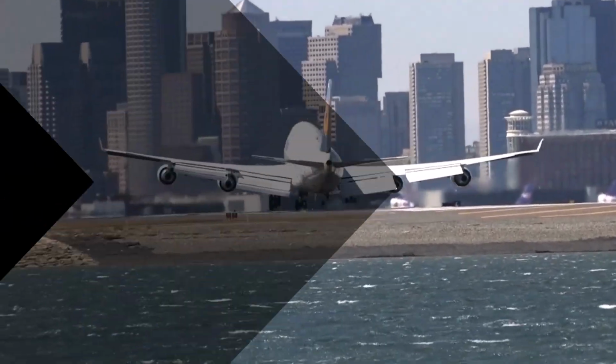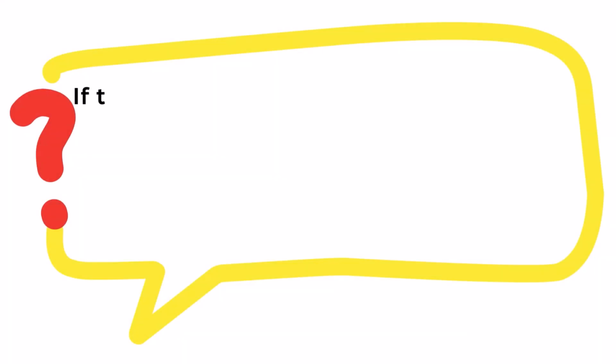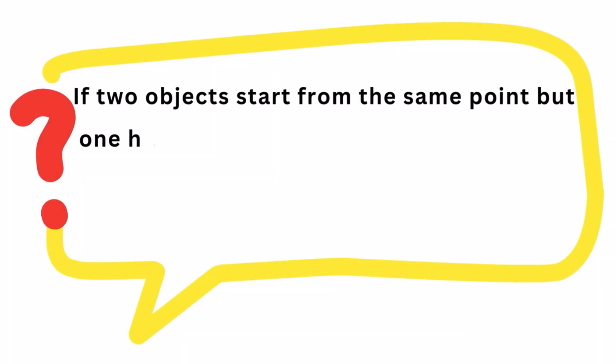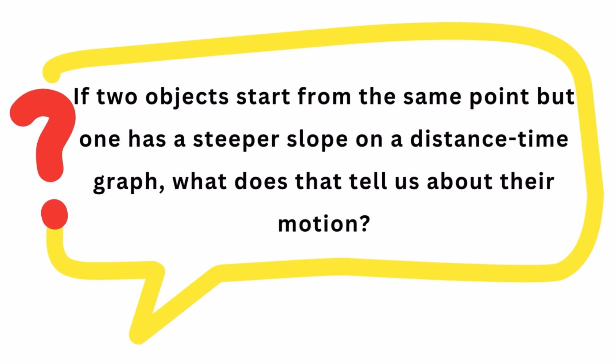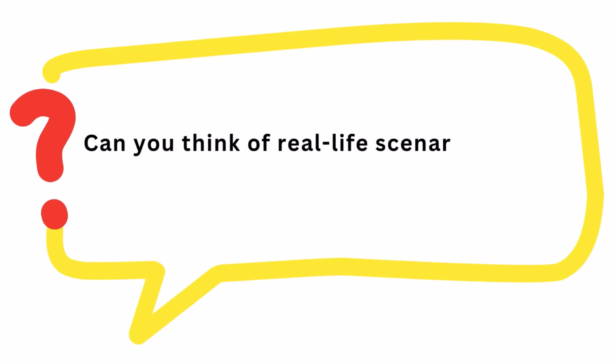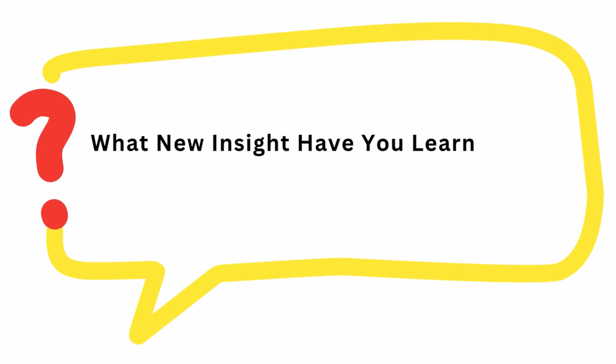To conclude, I have a question for you. If two objects start from the same point, but one has a steeper slope on a distance-time graph, what does that tell us about their motion? Can you think of real-life scenarios where this happens? Finally, what new insight have you learned from this lesson?